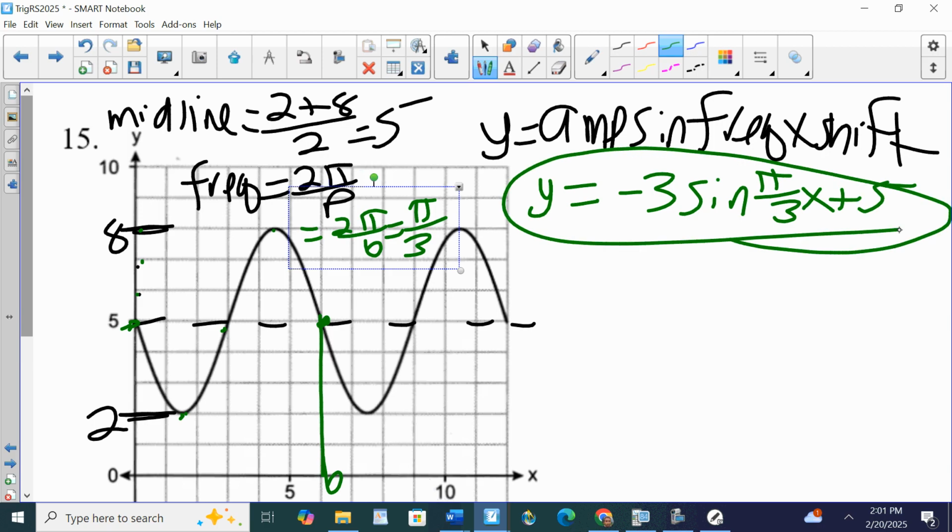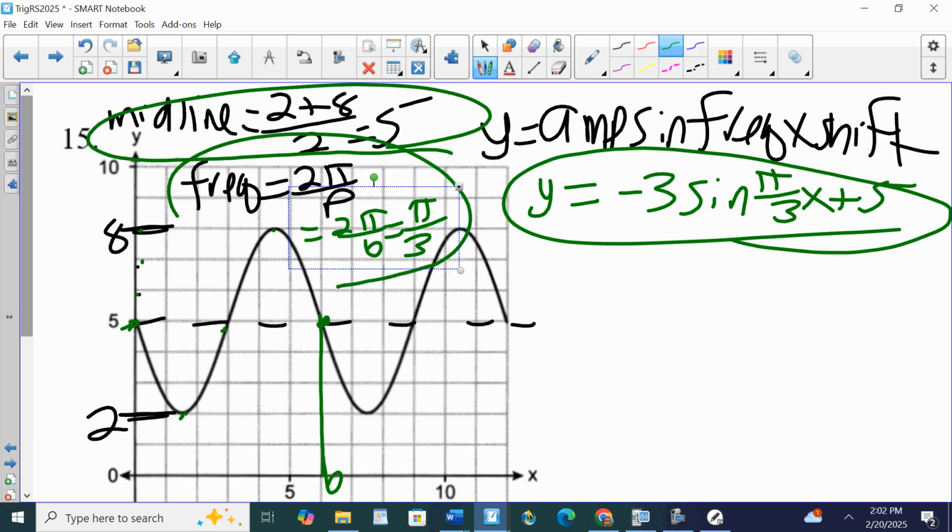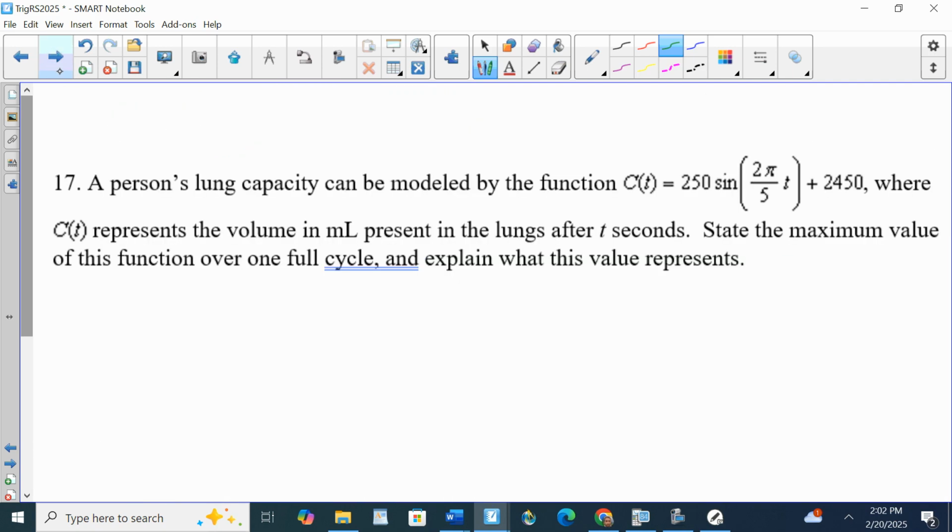Done. Find the midline, min plus max over 2. Find the frequency, 2 pi over the period. The period is where the first full wave ends. Pop your values into amp, sine, freak, X, shift.